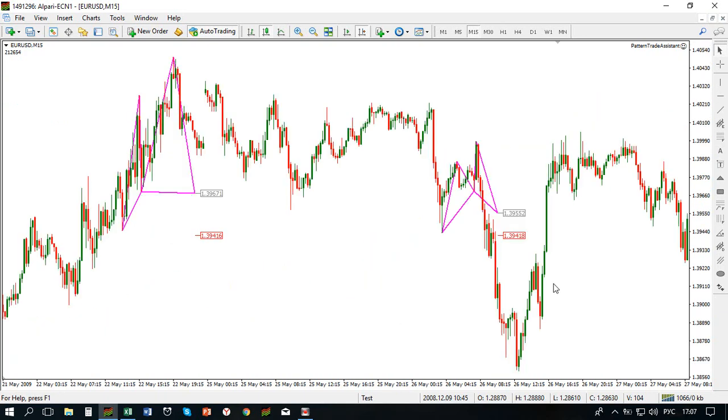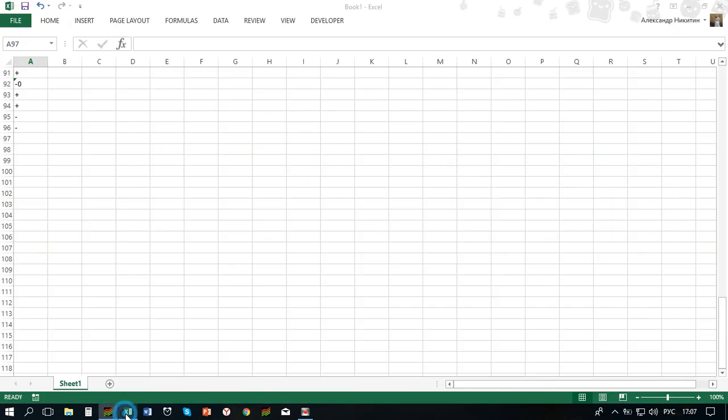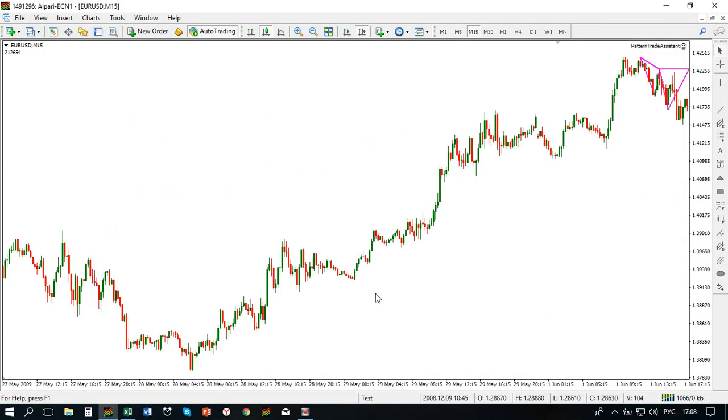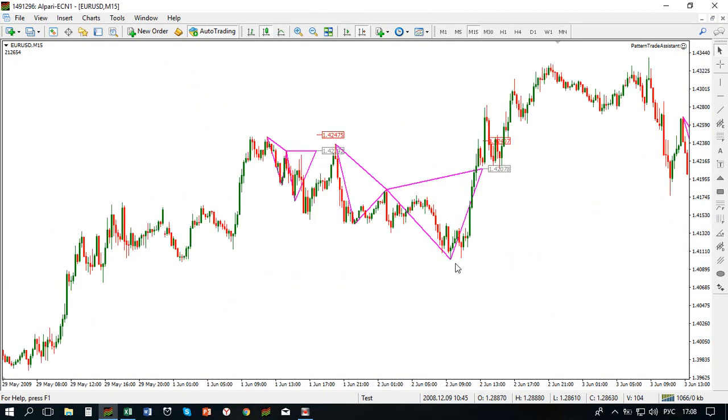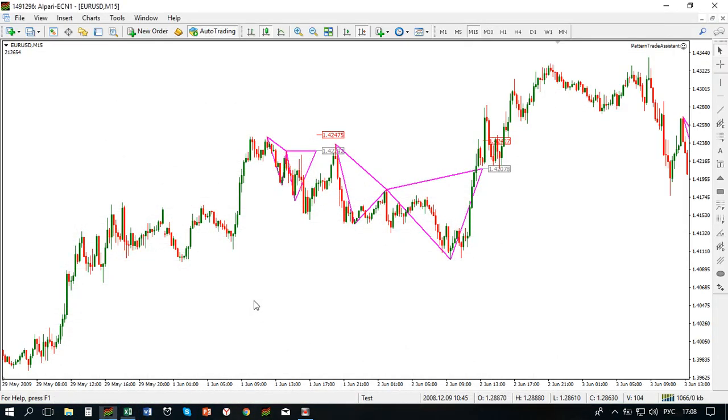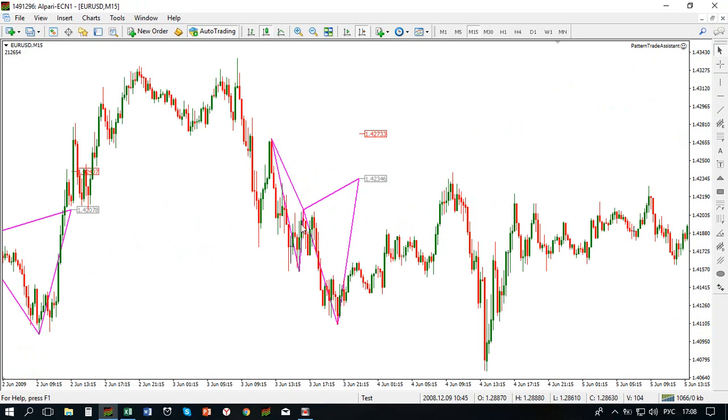Going next, obvious winner here, boom, and obvious loss, plus and minus. Then let's go next. This pattern didn't trigger here. This pattern was a loss, minus. Let's go next. This pattern was an obvious winner.